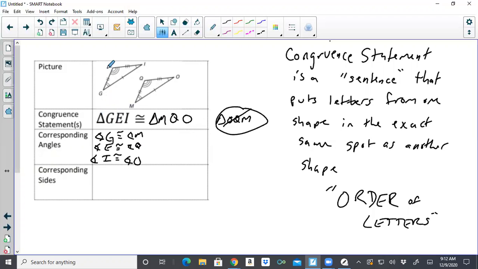Now the side lengths, all I'm going to do is look at my first triangle. So I'm going to say side GE, I'm going to have side EI, and I'm going to have side GI. So now I have my congruent statements. And now all I'm going to do is make sure that everything is in the same order. G to E, so M to Q. Then I have E to I, which is the same as Q to O. And then the last one, G to I, so M to O.